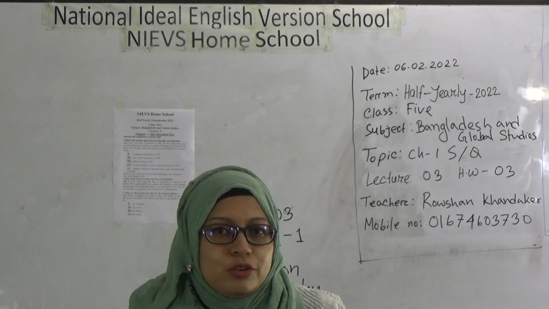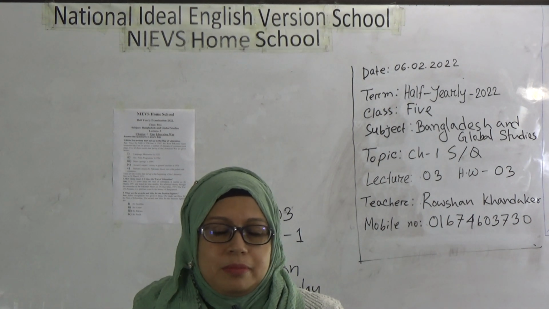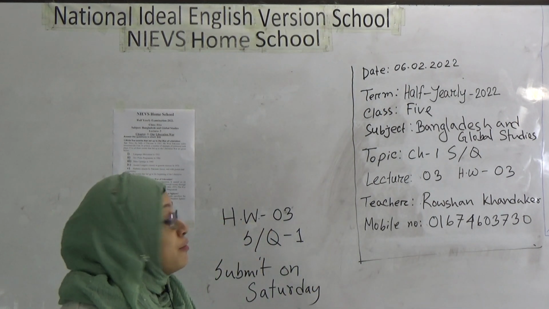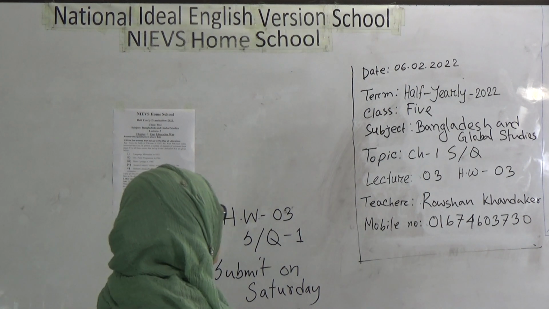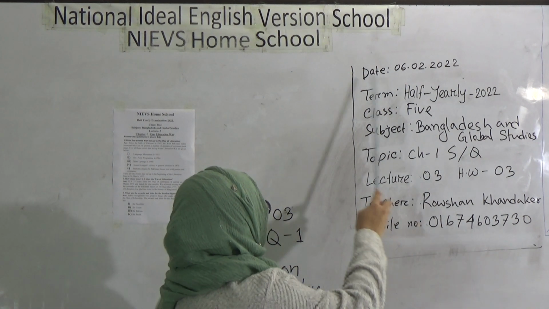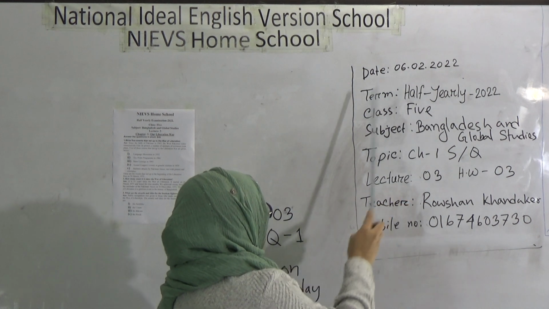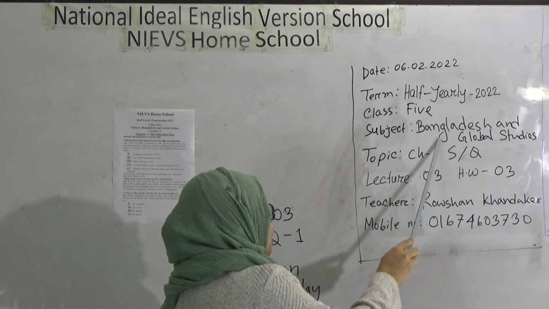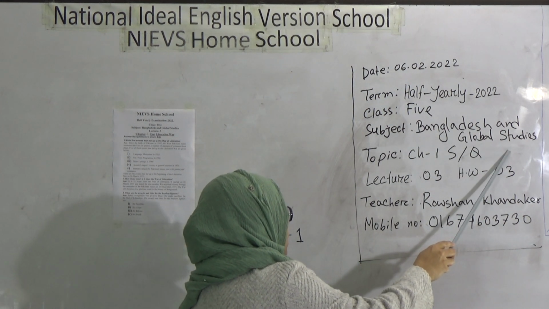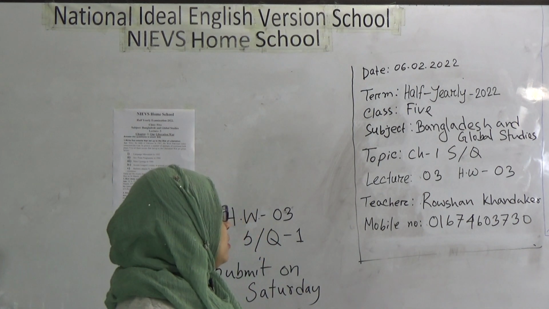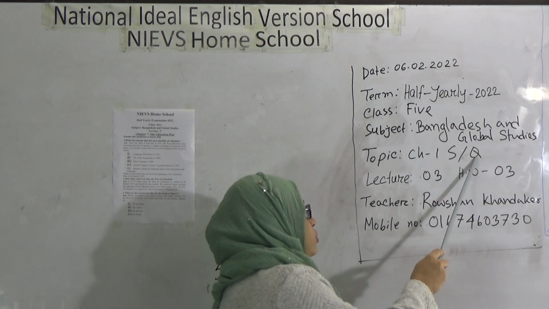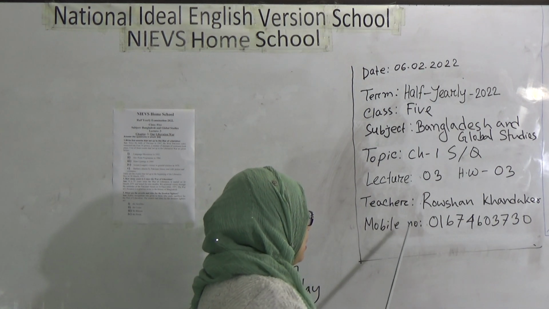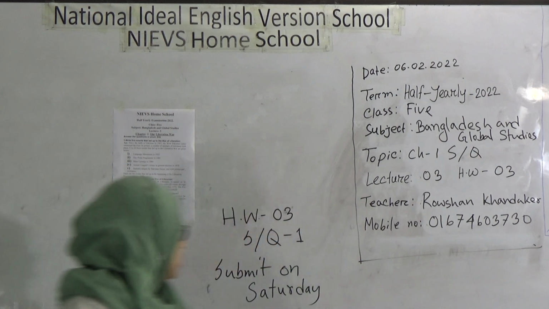Today, I welcome you to a Bangladesh and Global Studies class for class 5. Okay, so let's start our class without any further ado. This is today's date. Term is half yearly examination. Class is 5, subject Bangladesh and Global Studies, which is BGS. Topic is chapter 1 SQ, that means short question. Lecture number 3, homework number 3. This is my name and my mobile number. Okay, let's just start our class.